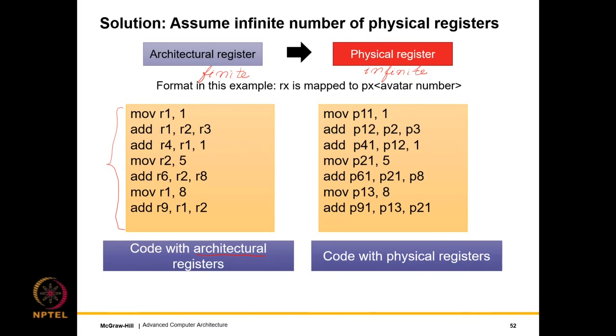So what we do is, this is just a convention for this example, that register Rx is mapped to physical register Px with the number of the avatar. Alright, 1, 2, 3, 4, 5, 6 and so on. So consider the first instruction, R1. So R1 we map it to P1, and since it is the first avatar, we say it is P11, and so move R1 1 internally.